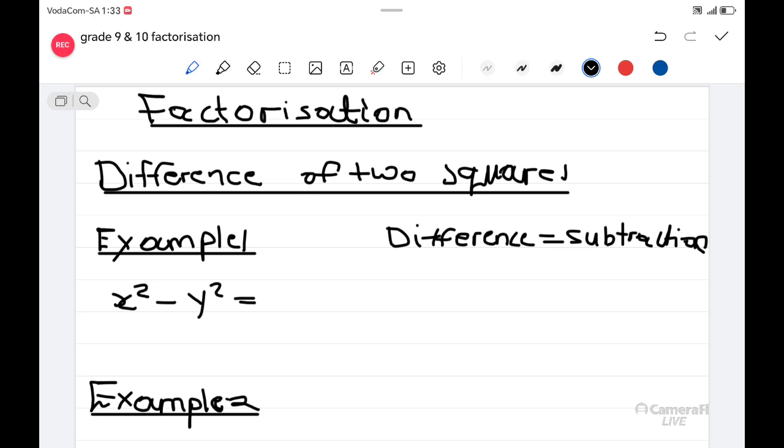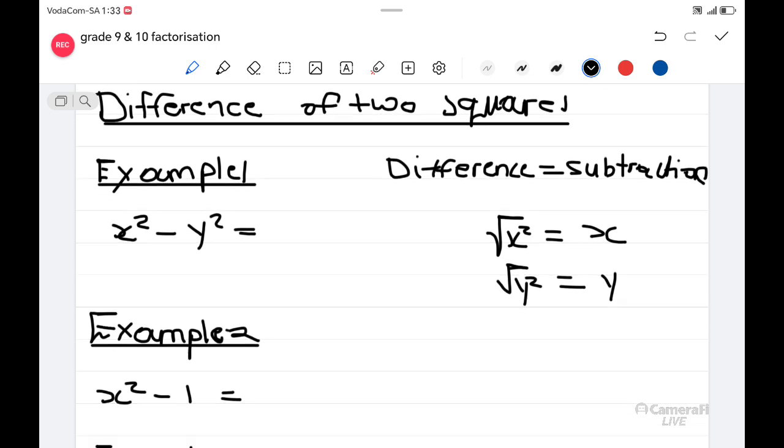So how do we solve them? Footnote, we know the square root of x squared is x. The square root of y squared is going to be y because they are perfect squares. So now how do we factorize difference of two squares? You take the square root of x squared, which is x, write it here. That is x minus the square root of y squared, which is y. Then you copy this bracket exactly as it is, but you change the sign to be positive, so it is factorized fully.